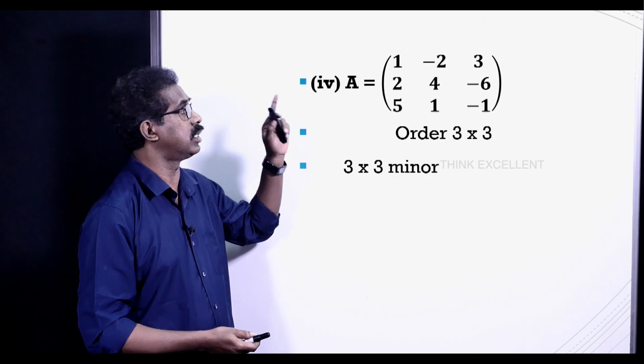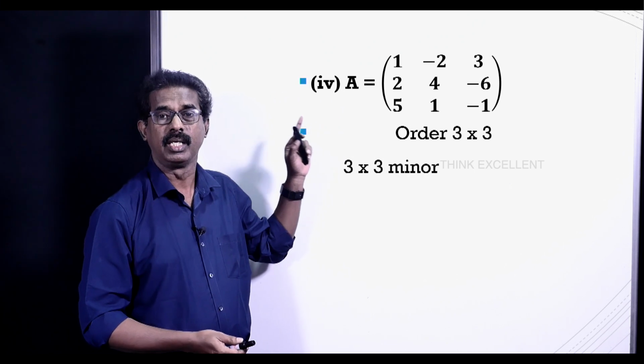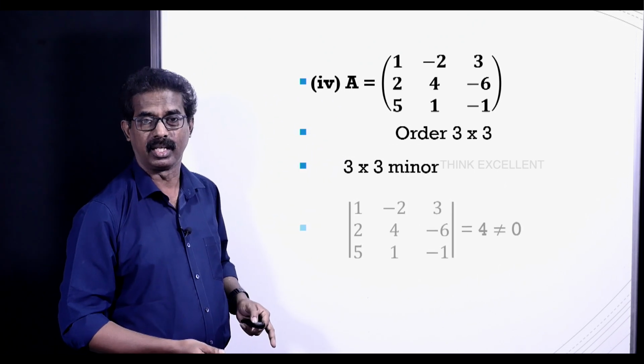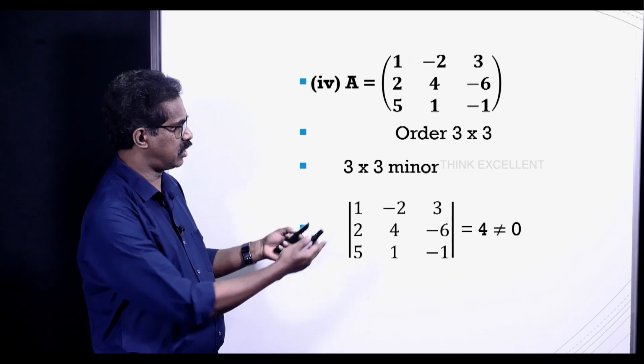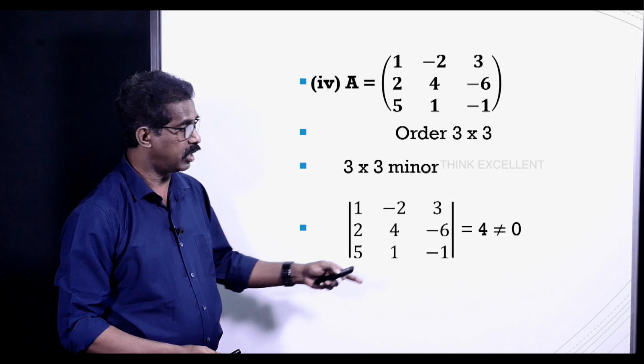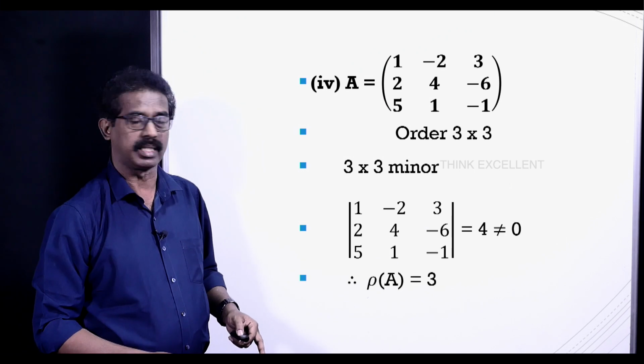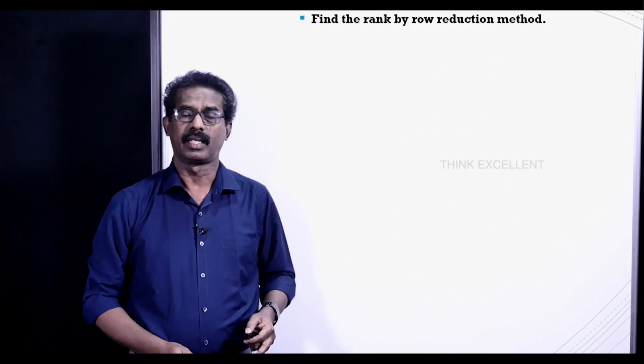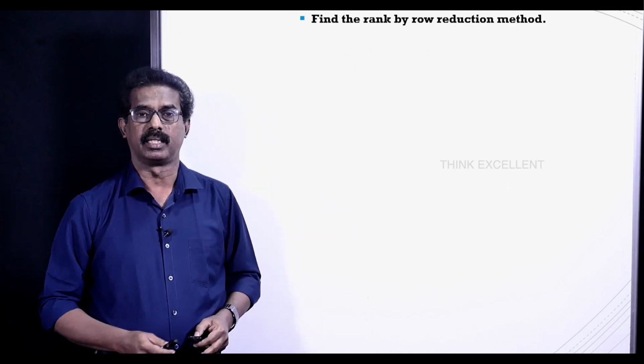It is a 3 by 3. Only one 3 by 3 is there. So check whether the rank is 3. So take that 3 by 3 minor, first itself you are getting 4. The calculation I didn't do, you complete that fully. It is not equal to 0, so it is confirmed the rank is 3. So that's all about the rank by determinant method.